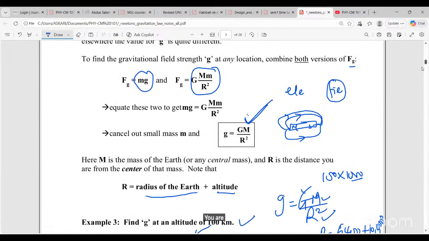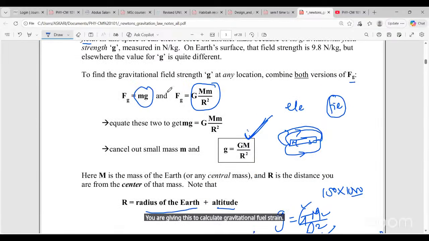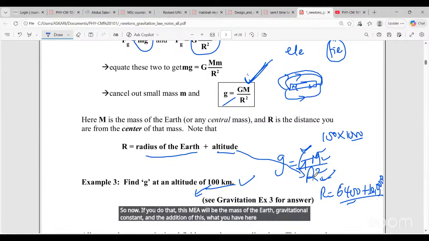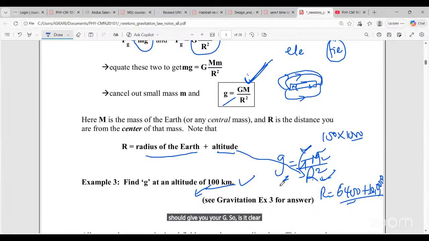You are given this to calculate gravitational field strength, equating this to this. Make g the subject of the formula. And the question was given to you: find g at an altitude of 100 kilometers. So the first thing, determine your R, the radius of Earth plus that 100 kilometers. So now, if you do that, this M here will be the mass of the Earth, with the gravitational constant, and the addition of what you have here at that altitude should give you your g. So is it clear now? Yes, sir, it is clear. Okay.